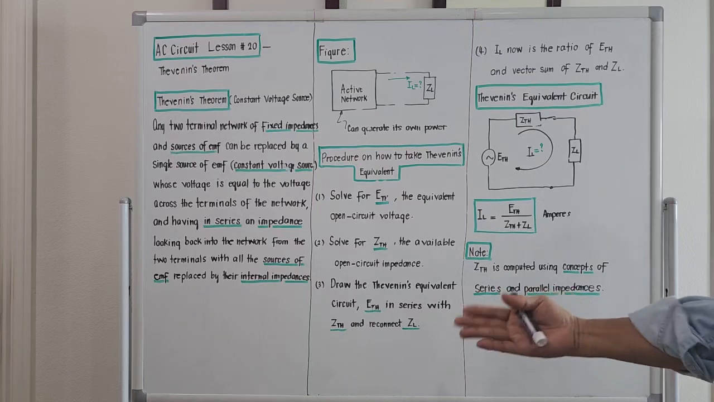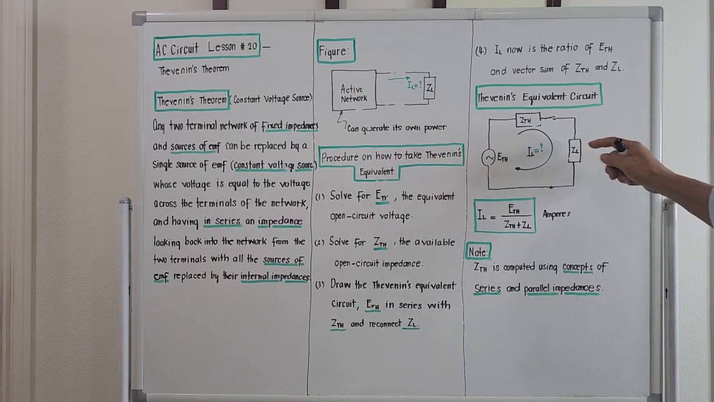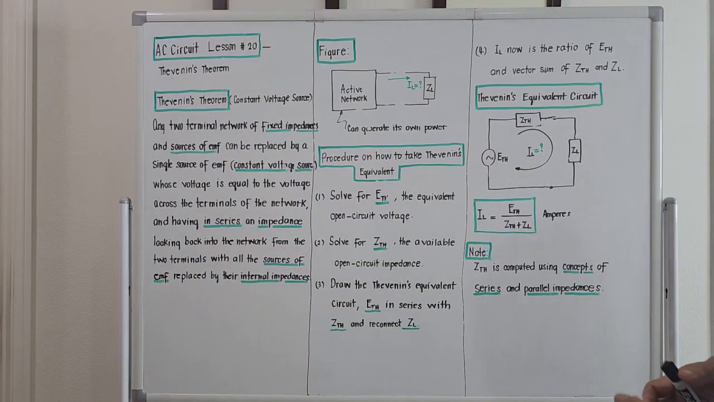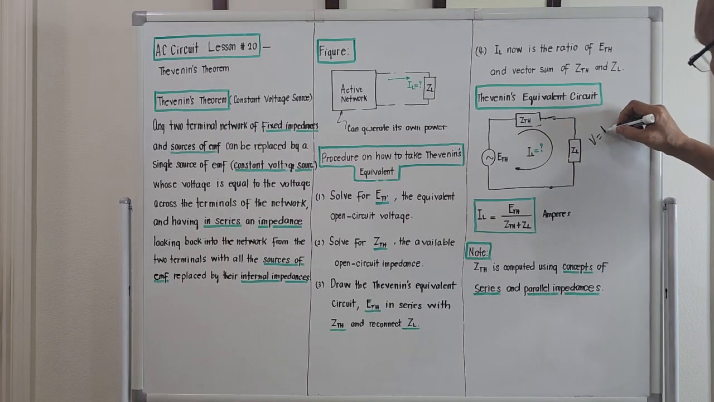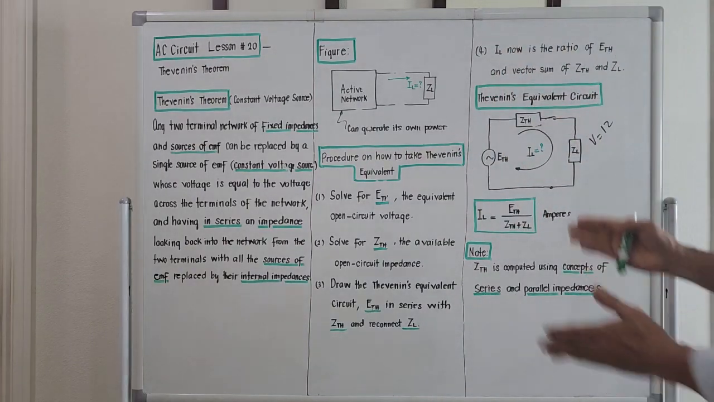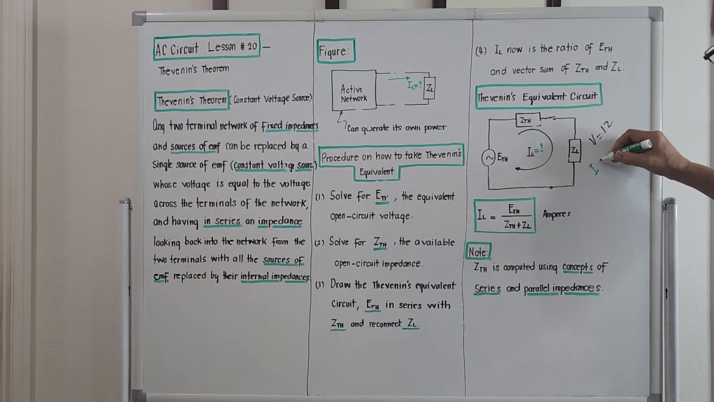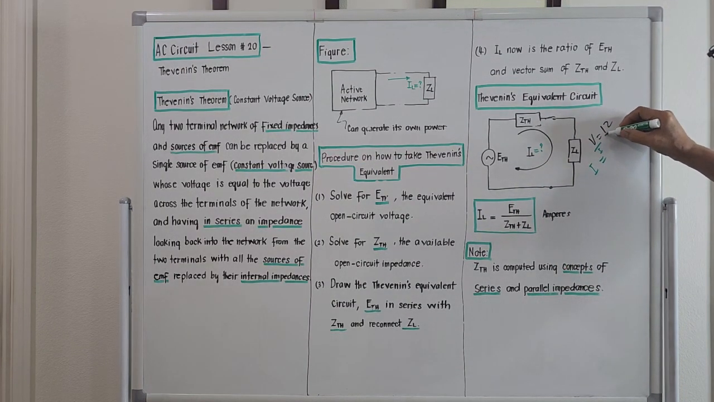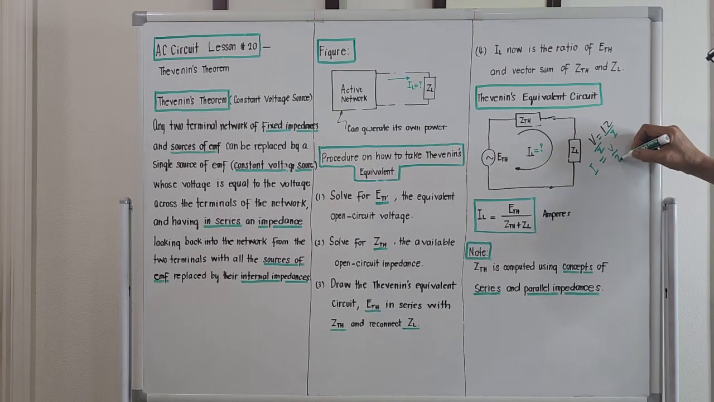So this will now be an AC procedure if the problem is asking for the current passing through the load. For an AC circuit, voltage is equal to IZ. Voltage is equal to IZ. So we can use this formula here, solving for current now. We divide both sides by Z, so I now will be voltage over impedance.